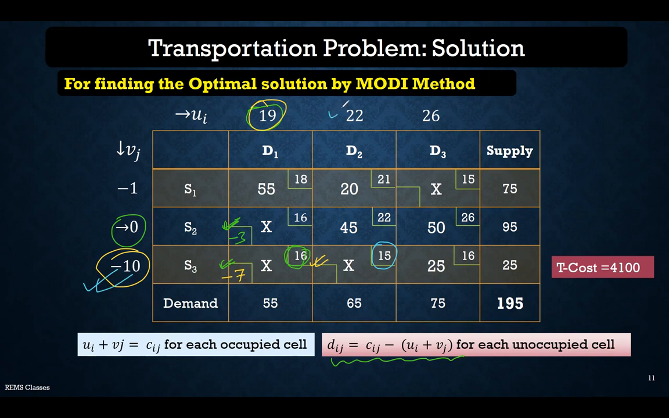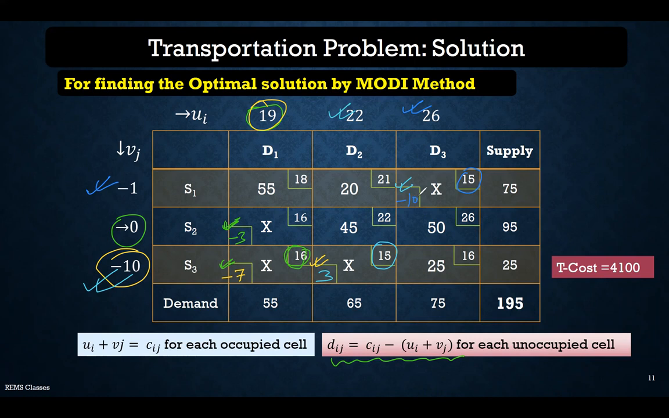Sum of these two is 22 and sum of 10 is equal to 12. So 15 minus 12 is 3. Again, we will find Dij for this particular cell. For this cell, the value of Dij will be 15 minus the sum of these two, these and these. So 15 minus the sum of these two, which is 25, so 15 minus 25 is minus 10.